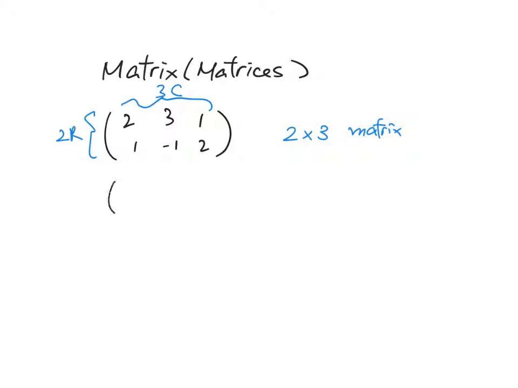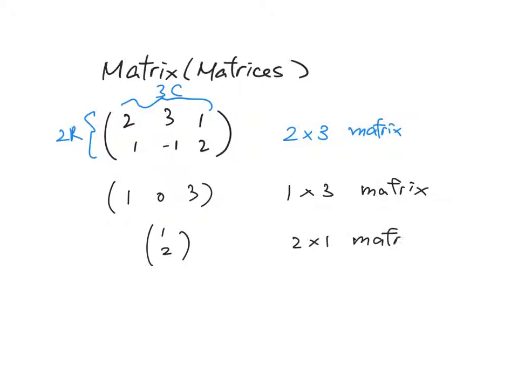A matrix can also be just a row, like 1, 0, 3. That is called a 1 by 3 matrix. It can be a column of size 1, 2, so that is called a 2 by 1 matrix. And of course, we can have a square size like 1, 2, 3, 4, 5, 6, 7, 8, 9, so it's called a 3 by 3 matrix.